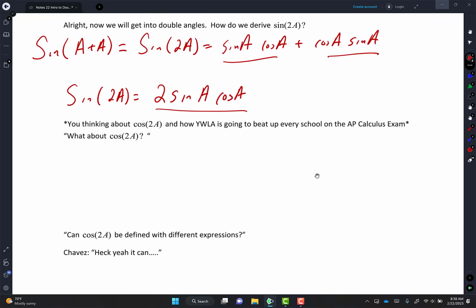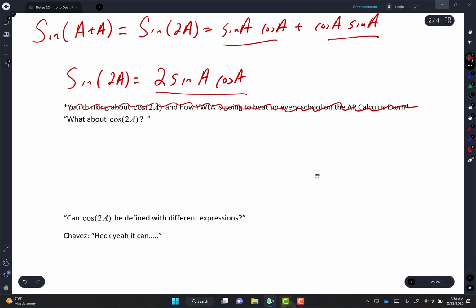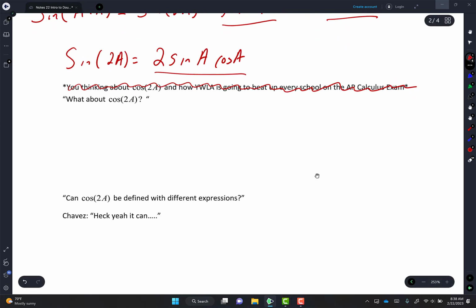What about cosine 2a? And I know I was feeling kind of funny, but now that I read it, it's just lame. You thinking about cosine 2a and how we're going to beat up the calculus class? We're probably going to have 100% qualify. It looks like we're on that route. Anyways, let's get back to this topic.